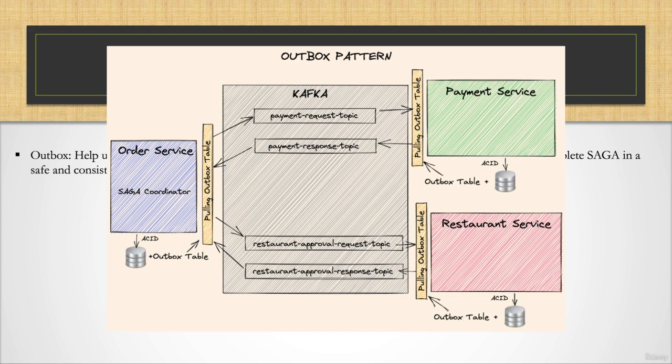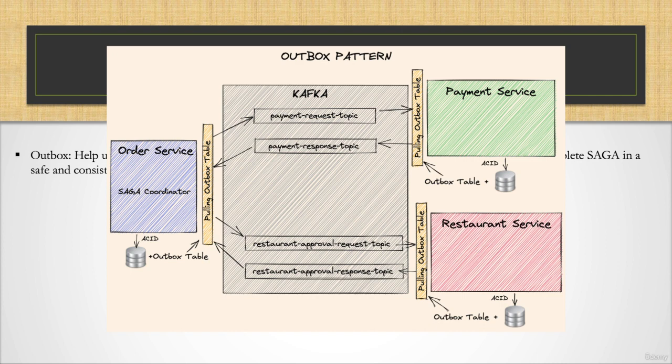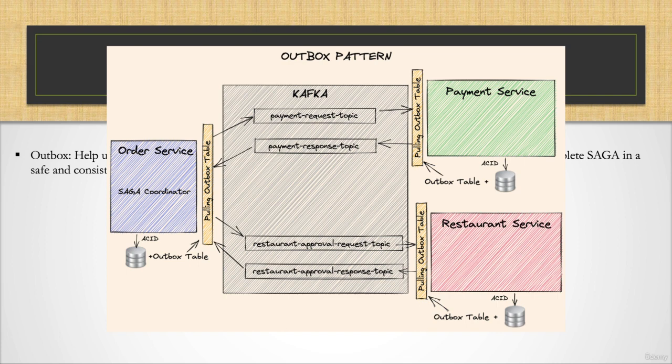What is the problem in this scenario? You see there are two local ACID transactions, but what about the event publishing? How to make sure the local transaction plus publishing the event operation works in a consistent manner? If you just first commit the database transaction and then publish the event, if the publish operation fails, Saga cannot continue, and you will leave the system in inconsistent state.